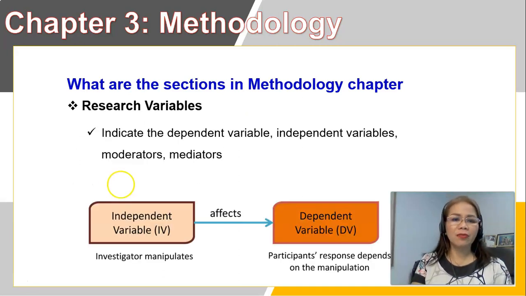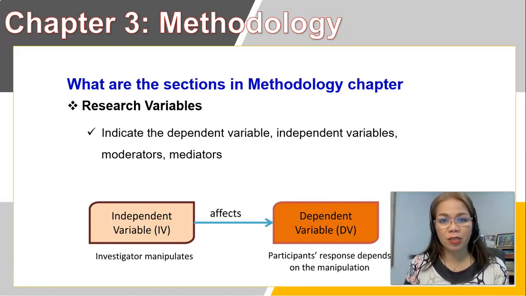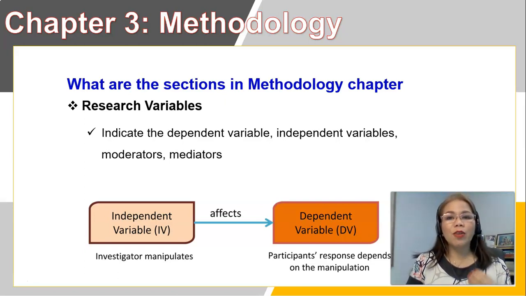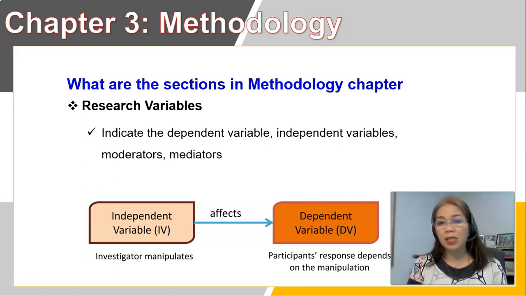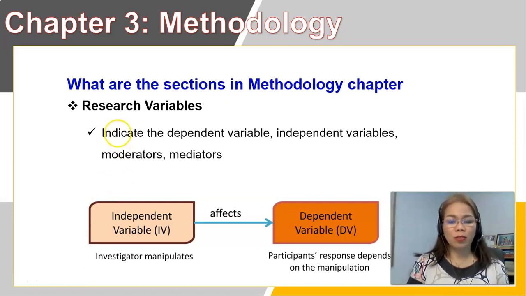Okay, for the research variable, it is very important that you indicate the dependent variable, that which you are interested to study about, and the independent variables of your study. Now, if your study has moderating variables or mediating variables, it is also important that you mention them. But if your study has no mediators or moderators, it's alright if there is no mention about them in your methodology section.